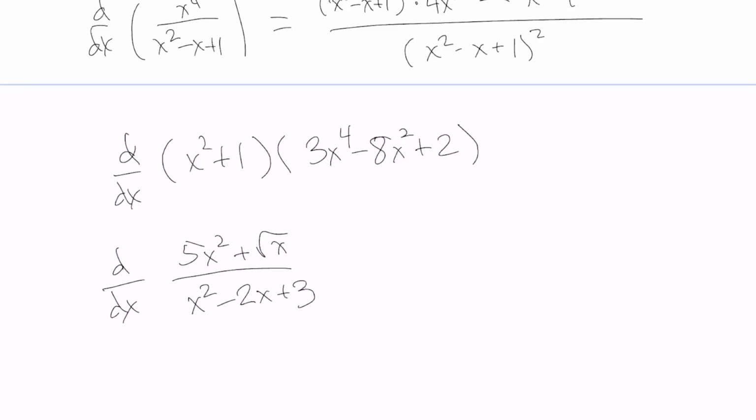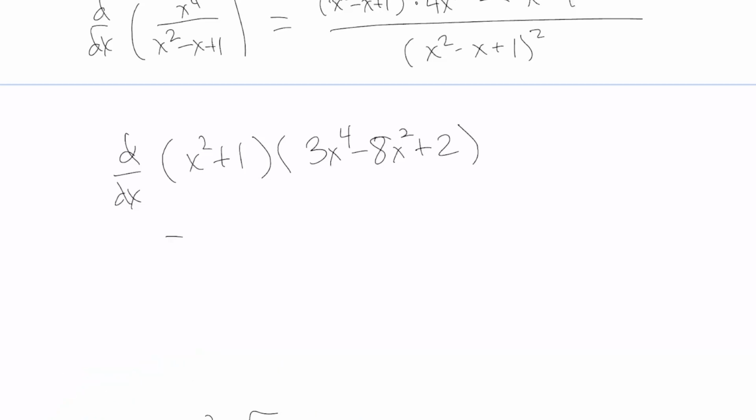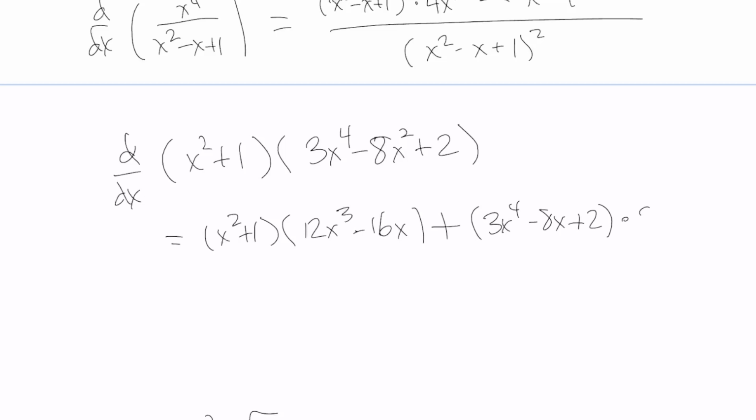All right, let's talk about these. Sorry I didn't get over here, but I have one more thing to say before we leave today. So the first one is the product rule. I go the first thing like it is times the derivative of the second thing, which should be 12x cubed minus 16x. And then plus the second thing like it is times the derivative of the first thing, which is just 2x. And I think that'll do it. I hope that's what you got.